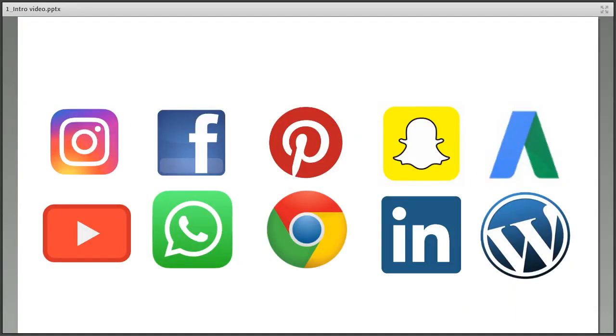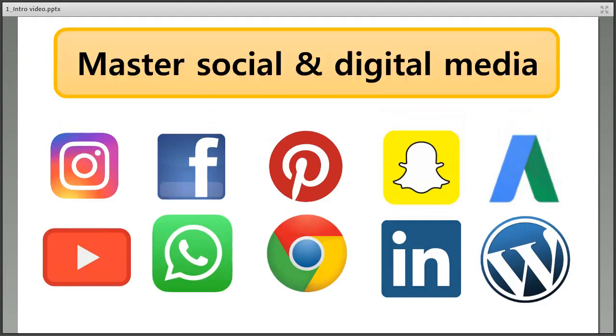First of all, let us have a look at one of the most common icons which today change the way we look at the world. It also changes the way we consume or we buy products. These nine icons are just a basic of the digital marketing world that we are surrounded by. This particular course is going to help you master the social and digital media.